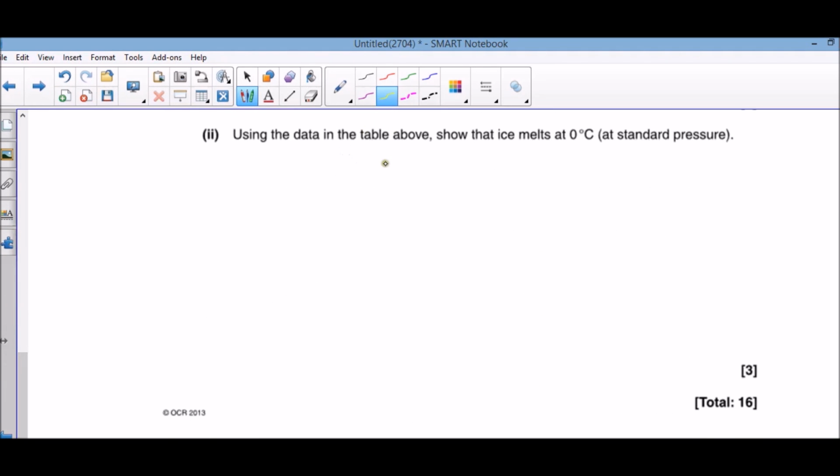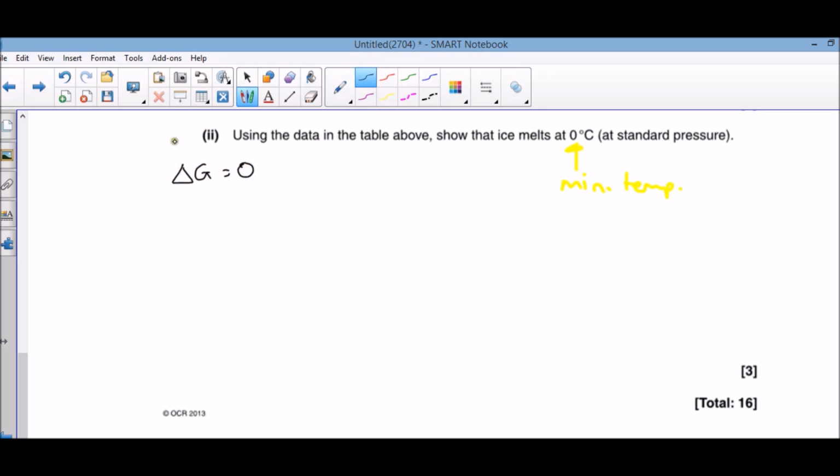Then it says, using the data in the table, show that ice melts at 0 degrees. So this is a minimum temperature question. If you think about ice melting, the lowest temperature at which that will happen is 0 degrees. Once you get above 0, then of course ice is going to melt, but the minimum temperature that process happens is 0 degrees. So what we're going to say is that delta G equals 0. And just by saying that, we're going to get the first mark.